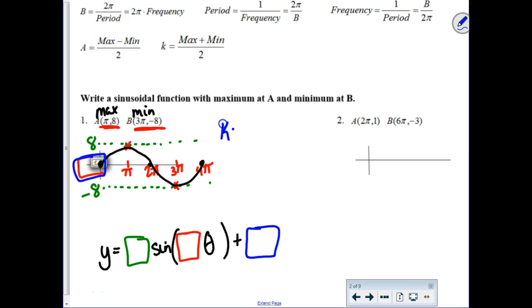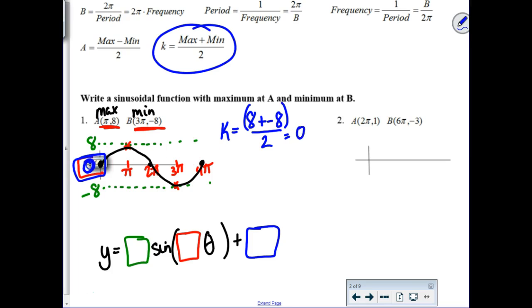But if you weren't sure, you could use your new little formula for k. It says take your max, add it to your minimum, and divide by 2. Hey guys, I know a lot of you love to use your calculator. That's fine. Just use parentheses around that for me, please. What's 8 plus -8 divided by 2? It is 0. So this midline is 0.